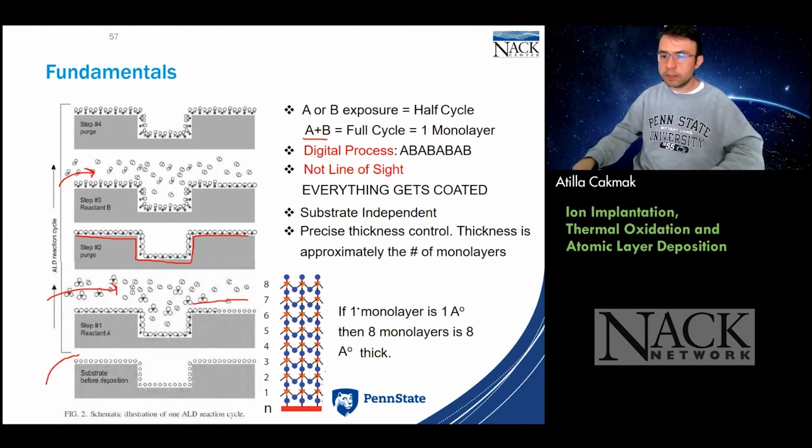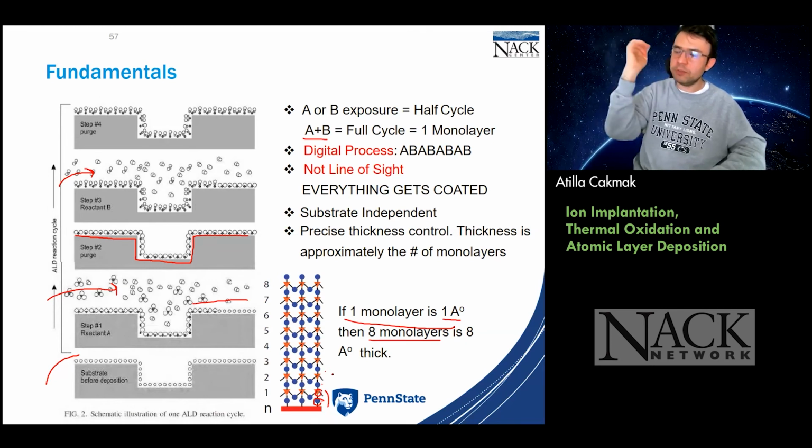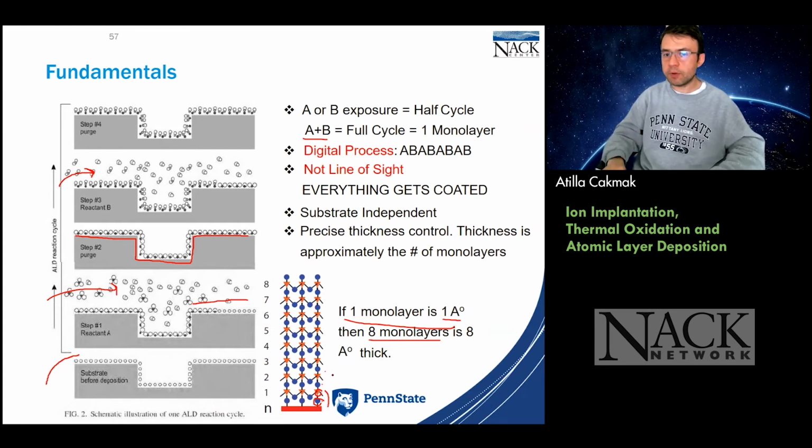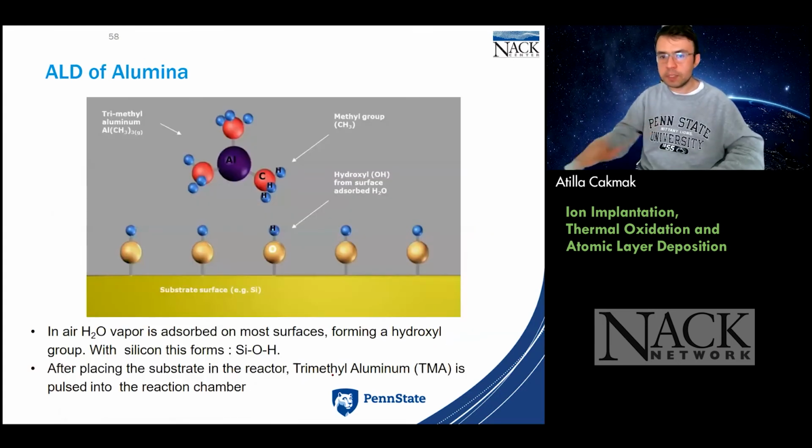One monolayer can grow, say, 1 angstrom at a time. If we grow just 1 angstrom out of one cycle, meaning introducing A and then B, for example, after 8 cycles we will have achieved 8 angstroms. So that's the beauty of ALD. If you know how many cycles you have grown, then you will have a super precise idea about the thickness that you have grown. There's no way to be misguided about it.